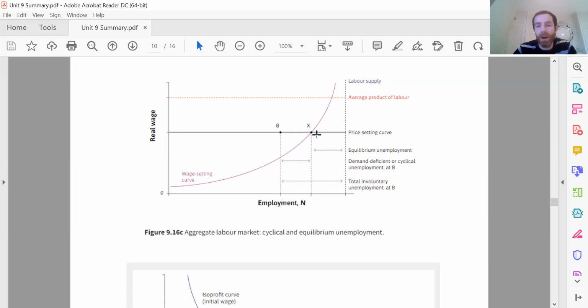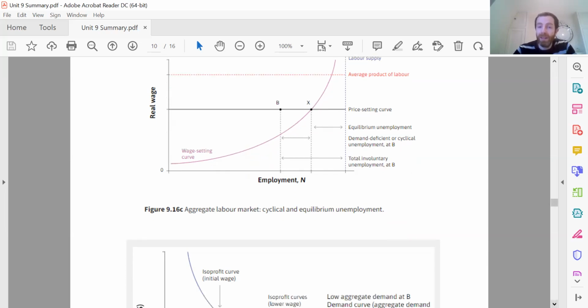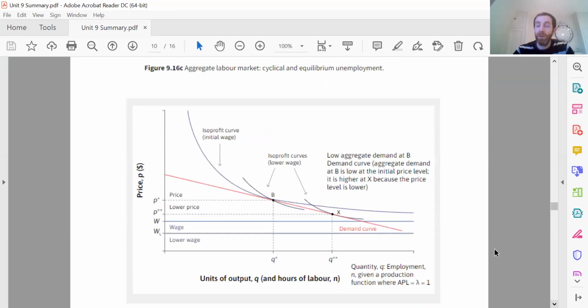So them lowering their prices is going to get us back to our old level of employment: lower prices, more quantity, more workers, and we're going to get back to our initial level of employment X. However, one really key thing there is that one of the first steps in this happening is that the firms were able to lower the nominal wage.